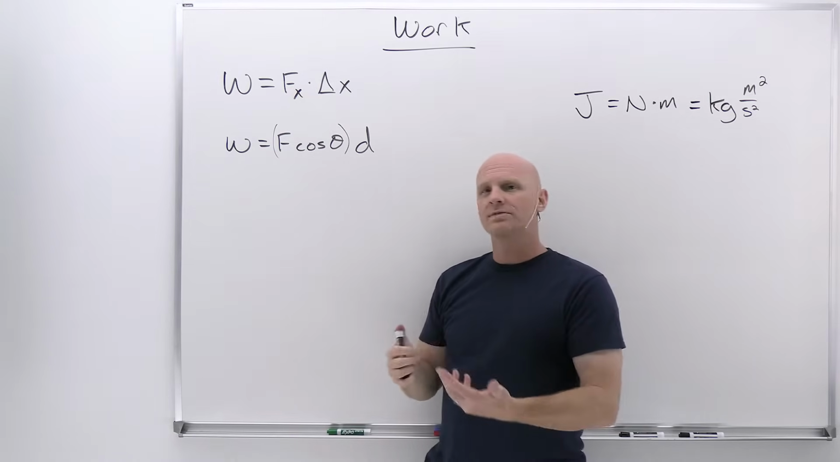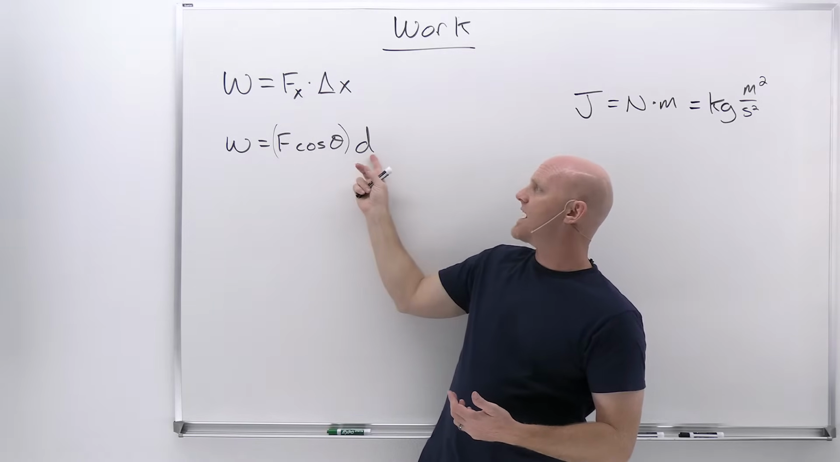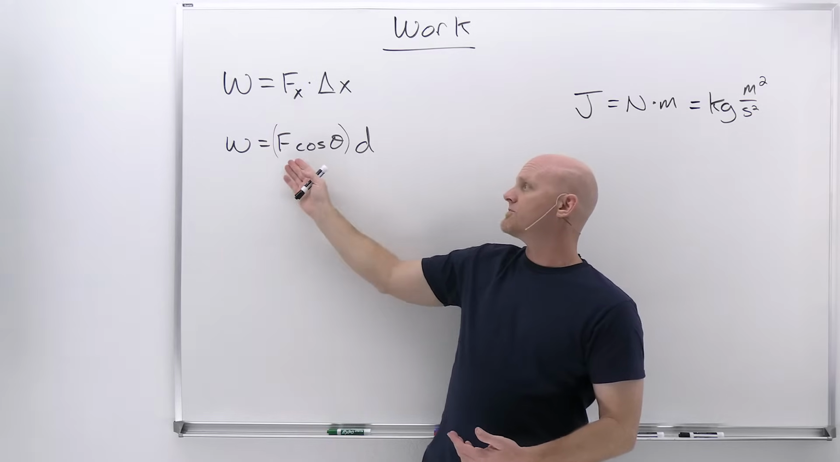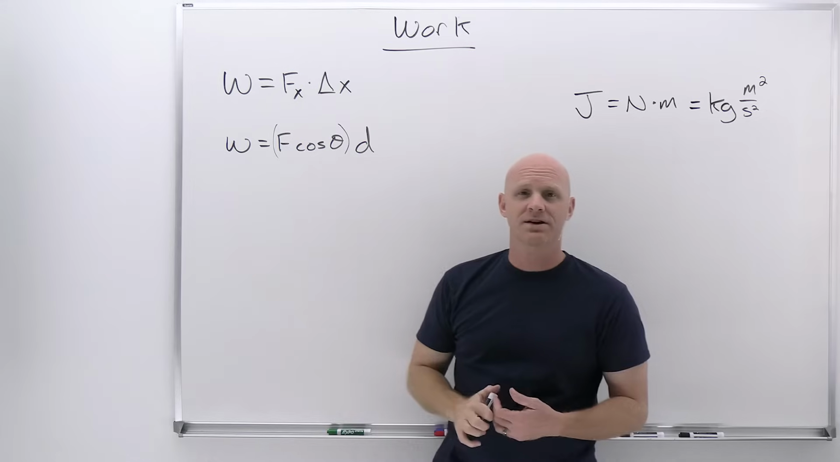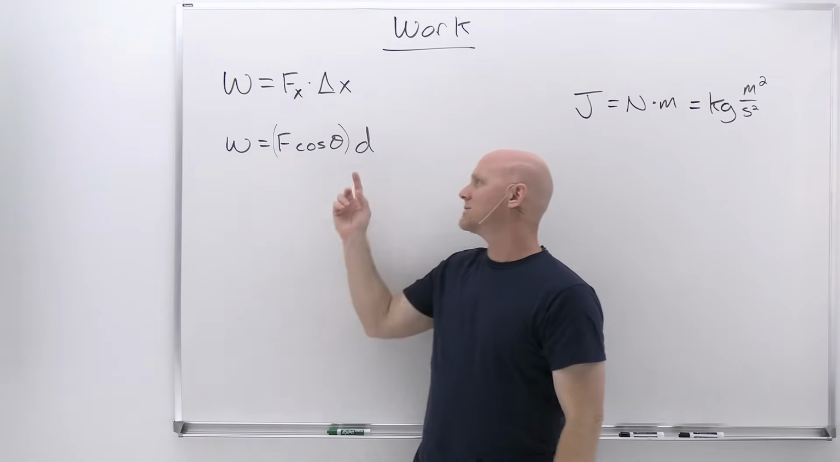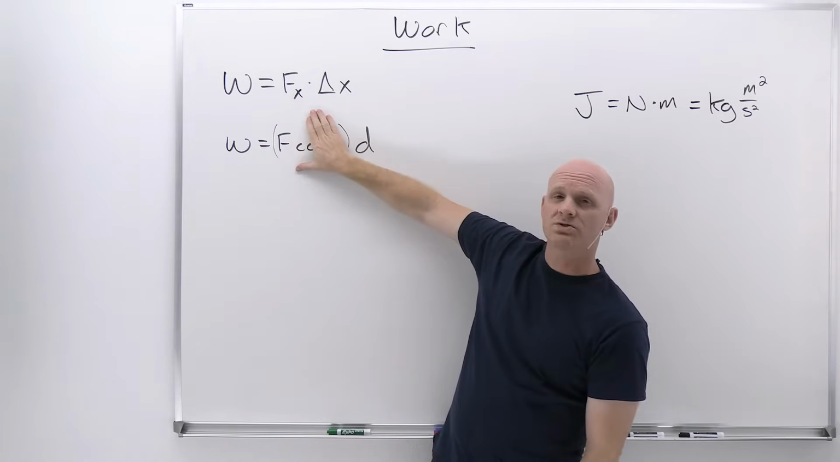Well, in this case, all we really have to do is define theta here as the angle between the force and the displacement, and then we can write it this way every time. So work is going to equal force times the cosine of the angle between force and displacement, and then times the displacement. And again, if force and displacement are in the same direction, well, then theta here is 0, and the cosine of 0 is 1, and that whole cosine just goes away.